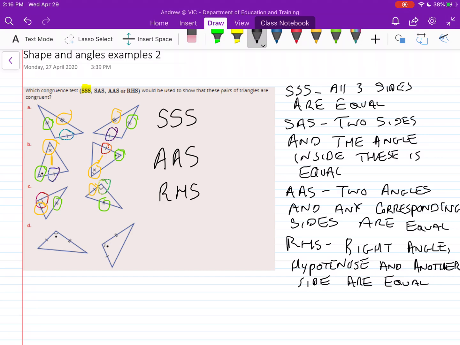And then finally, we'll go through this. We have an angle here that's the same, and it's in between two corresponding sides that are the same. So we can see that this one and this one is the same, and then that one. So we can see that we have two sides and a corresponding angle, or the angle inside these. So this here is SAS.